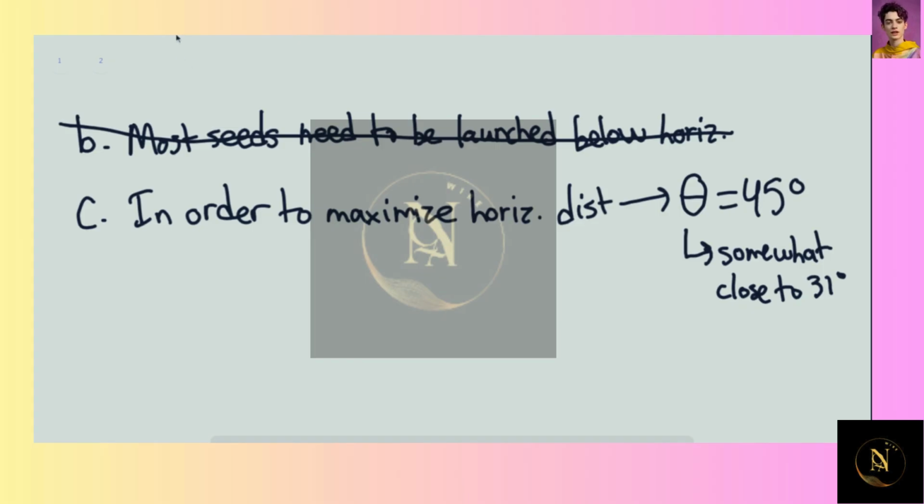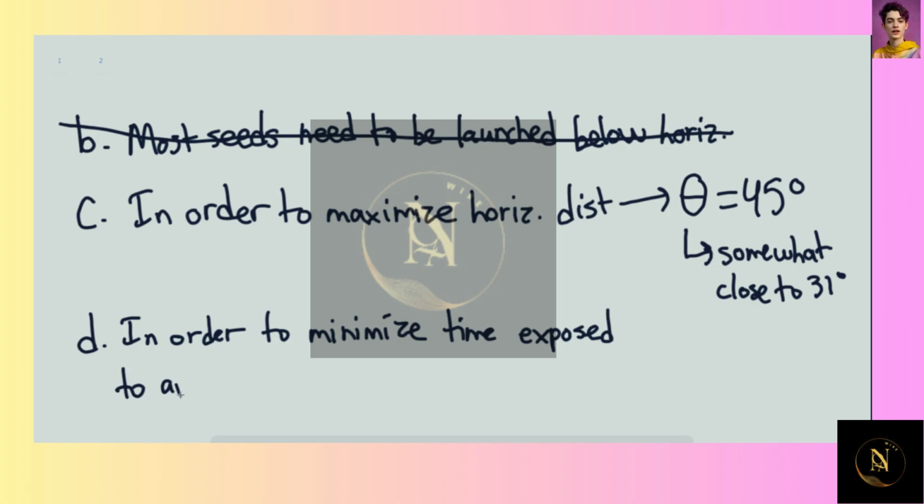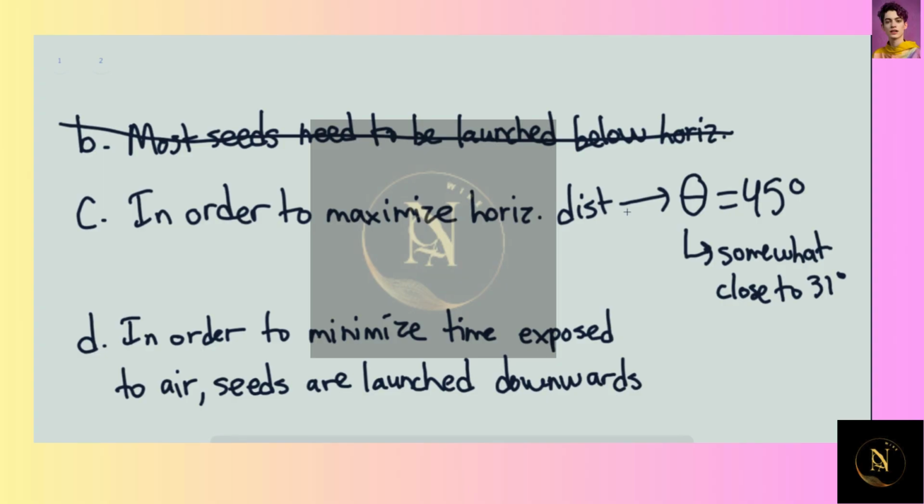And then for the last hypothesis, it's saying the seeds are launched at angles that minimize the time seeds spend exposed to the air. So we can say that in order to minimize time exposed to air, seeds are launched perfectly downwards, and this is not the case because most of the seeds rather are launched above the horizontal. So we can say that this is also not correct.